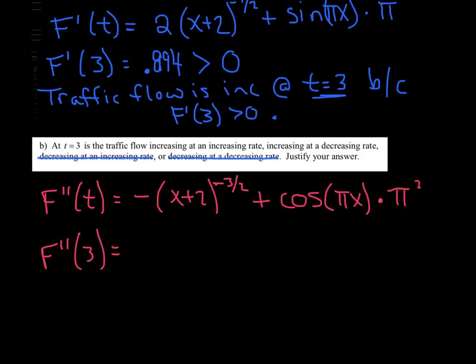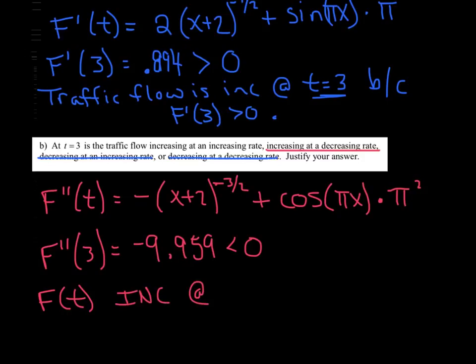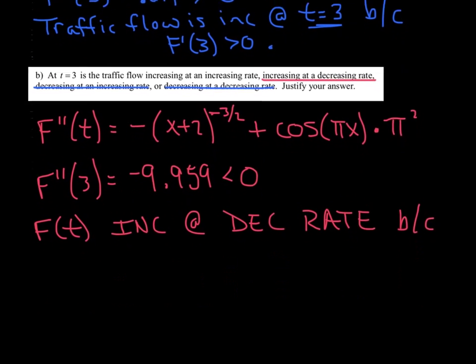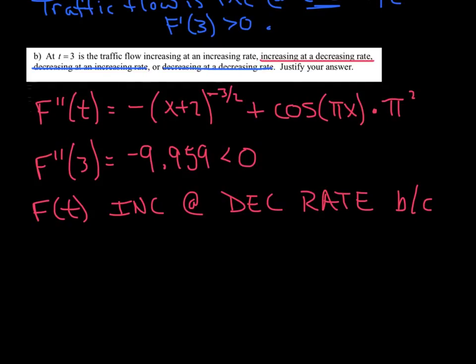My calculator ended up giving me negative 9.959, which is clearly negative. So that's going to put me at increasing at a decreasing rate. Traffic flow, f of t, is increasing at a decreasing rate because, and I'm going to hit on both things here, f prime of 3 was positive, yet f double prime of 3 was negative.